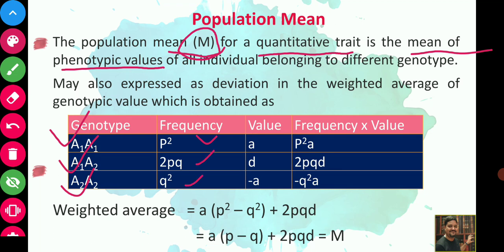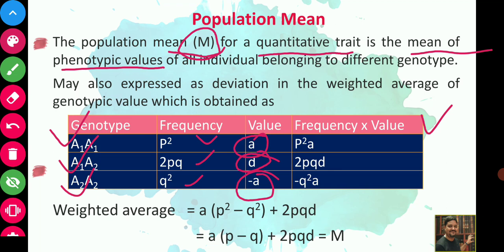Now what are the values? We have given value A to the dominant genotype, D as the dominance deviation for the heterozygote, and minus A for the recessive genotype. So now frequency into value. We want to find out the genotypic value, the weighted mean. So you have to multiply the frequency with the value. So p square A, then the second one 2pqd, and the third one minus q square A.